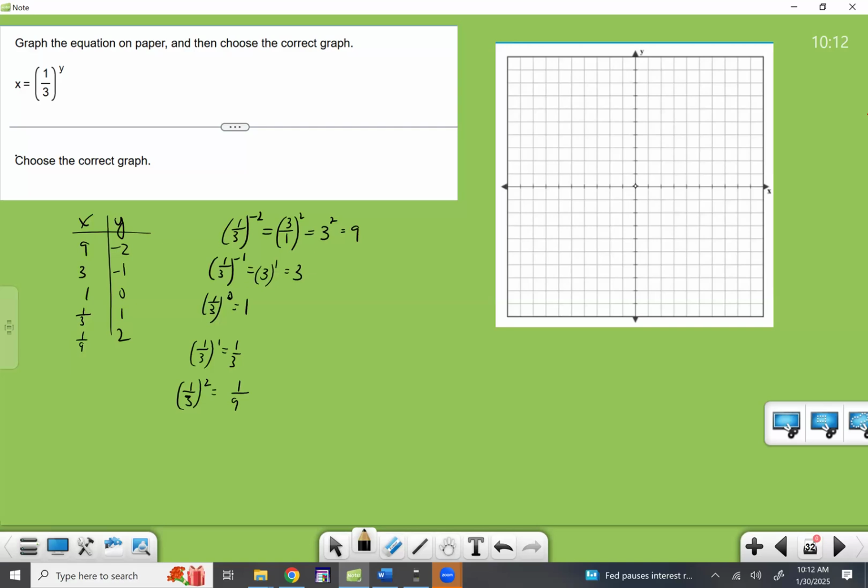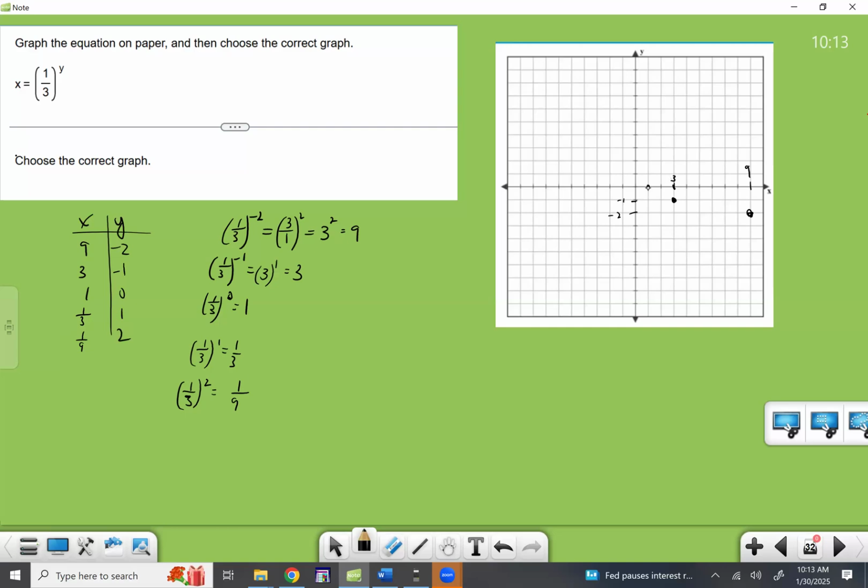Okay, so let's go over and graph these. So let's see, 9 comma -2. So 1, 2, 3, 4, 5, 6, 7, 8, 9. -2 would be like right there. So this is 9, and this is -2. All right, 3, -1 would be right here. There's our 3, there's our -1.